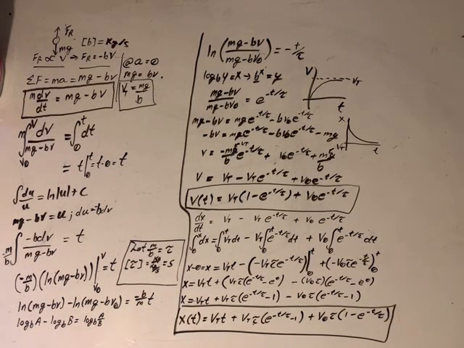So that is your derivation for your velocity as a function of time and position as a function of time for linear air resistance, where your air resistance is proportional to the velocity. Okay, and we'll take a look at some problems with that in the next lesson, and then we'll take a look at quadratic air resistance.